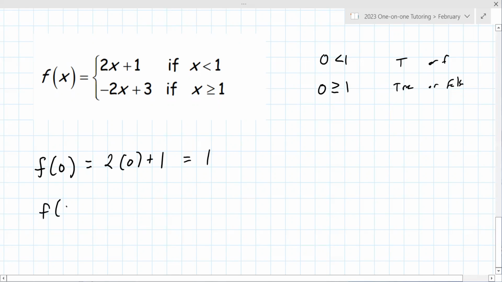Now, what is f of 1? Basically, you have to decide which of these you're going to use. And you ask yourself the question, is 1 less than 1, or is 1 greater than or equal to 1? I didn't hear you say. I think it's the first one. I was stuttering. Yeah, so we're asking, is 1 less than 1?